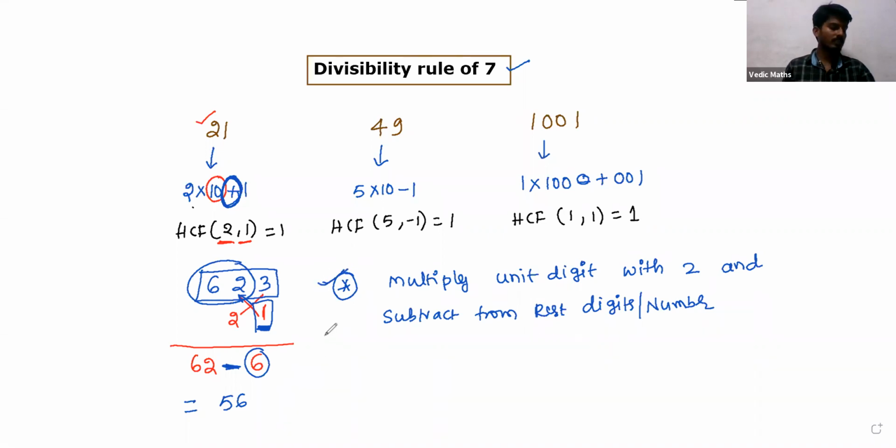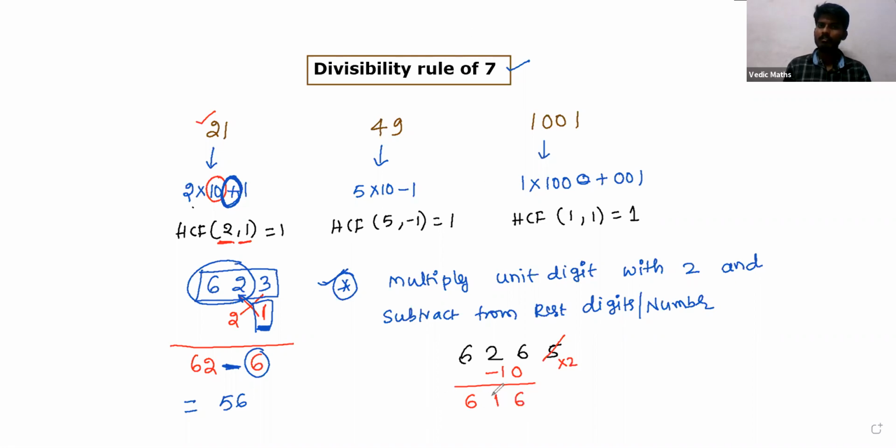By this observation, we can solve another problem in a very easy way. Suppose let me take one example. 6265 is there. What is the rule I discussed? Multiply the unit place digit by 2 and subtract from the rest of the number. So 5 times 2 is 10, I am subtracting from the rest of the digits. Then I got 616.